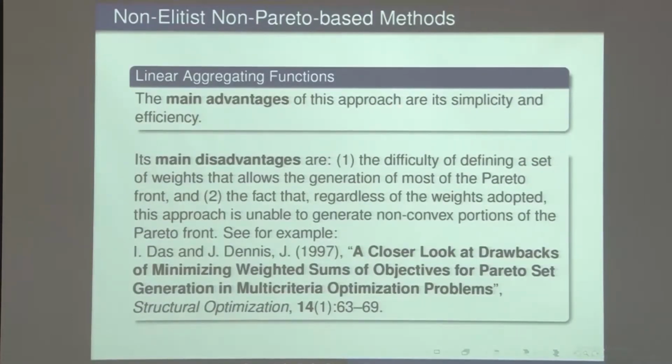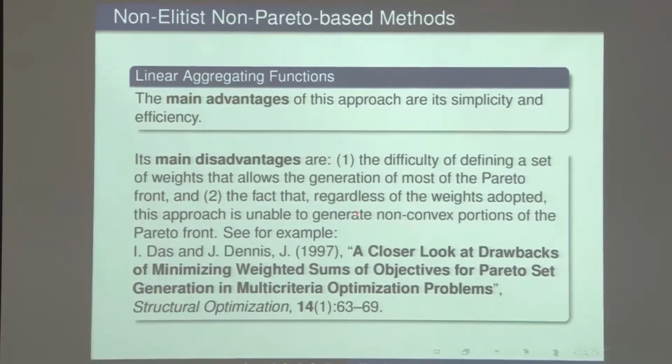The main advantage, again, is simplicity and efficiency. The main disadvantage is that defining the weights, as somebody asked, is not trivial. There are actually algorithms to do this. But in the old days, we did this in a very naive way. Any way it occurred to you was fine.